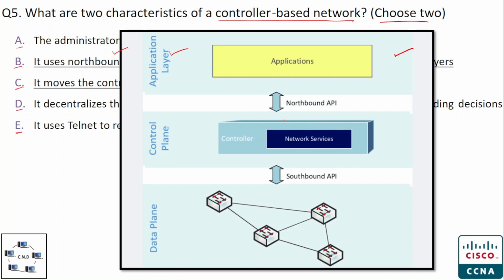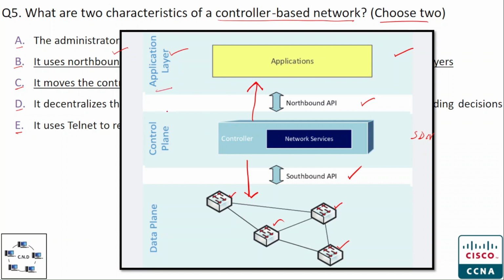So this is what the controller-based network or SDN architecture looks like. The two characteristics of this network architecture are that it uses northbound and southbound APIs. The southbound API is used by the controller to talk with the data layer, that is, with the network devices, which are basically switches, layer 3 devices, or routers. And the northbound API is used by the controller to talk with the applications that are in the application layer.